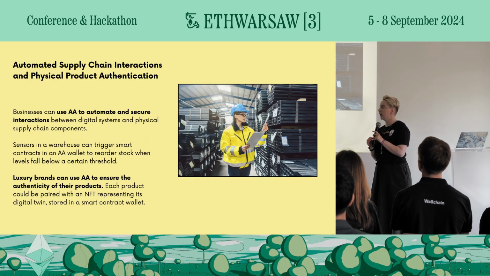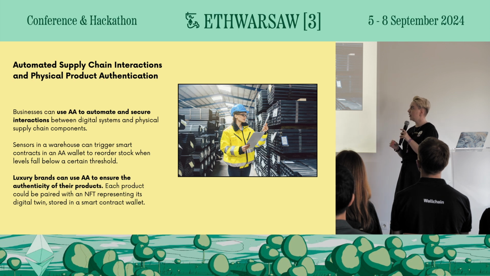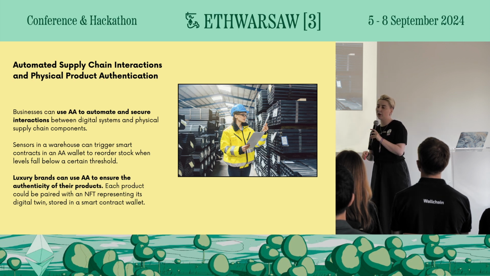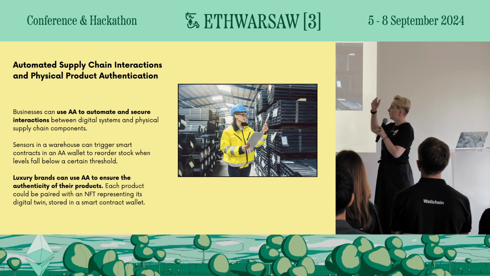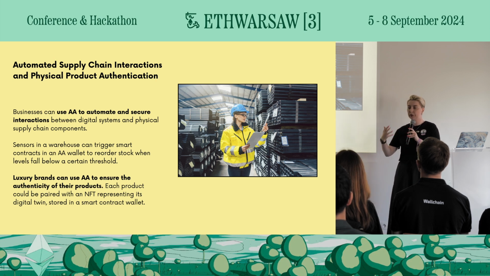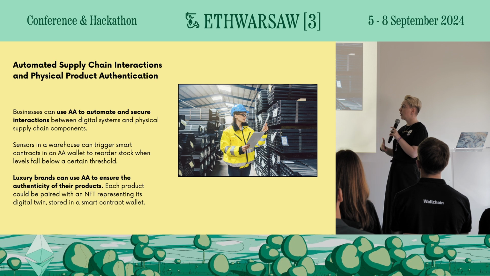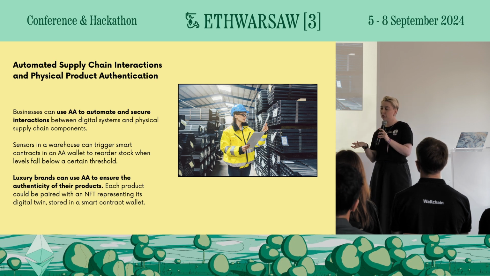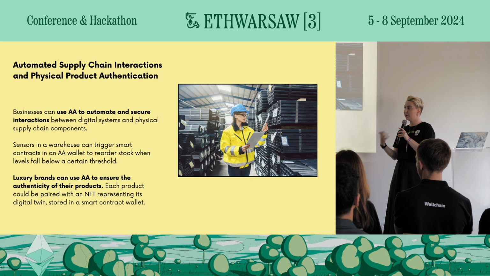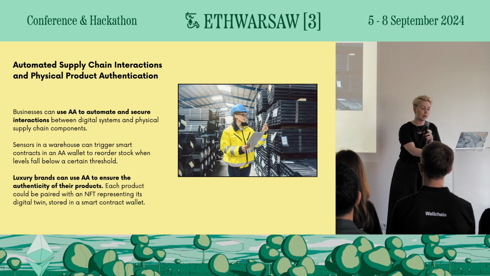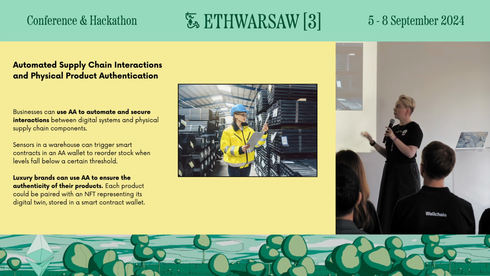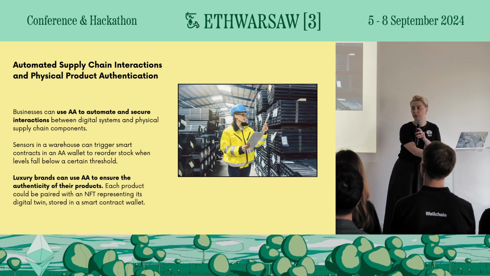Also, in this case goes the automated supply chain interactions and also physical product authentication. So when you work with supply chains, or when we work with luxury brands, and for example, if you build something for such products, you can propose or implement account abstraction to ensure the authenticity of products, or to automate and secure all the interactions on blockchain using account abstraction.